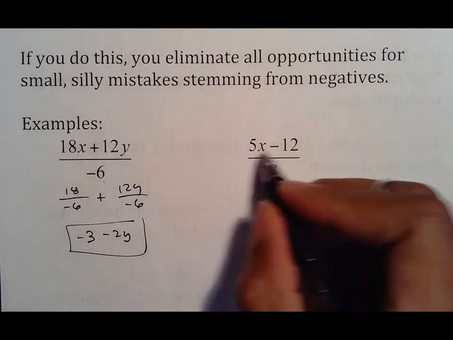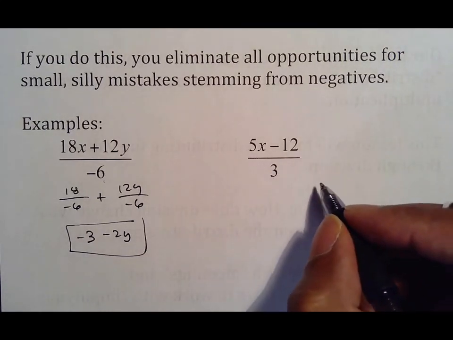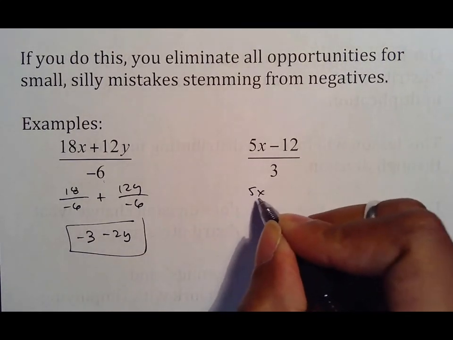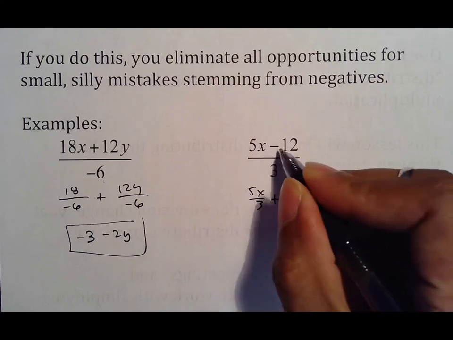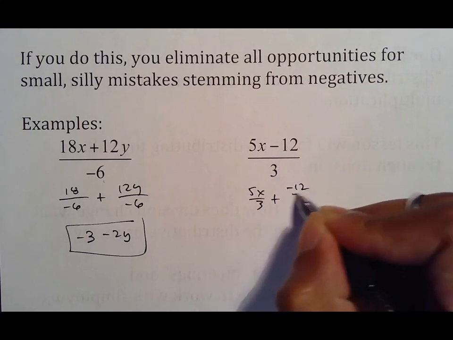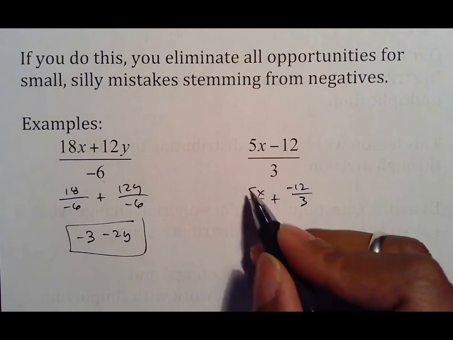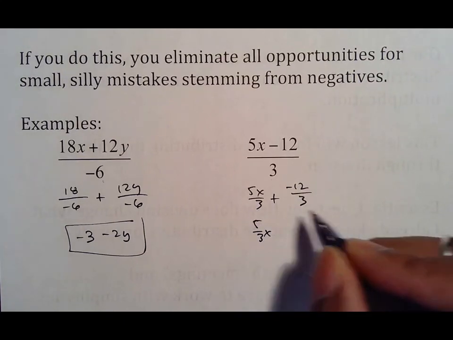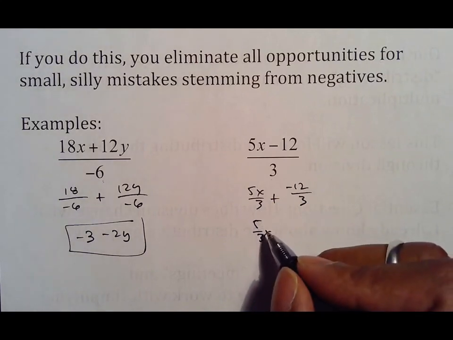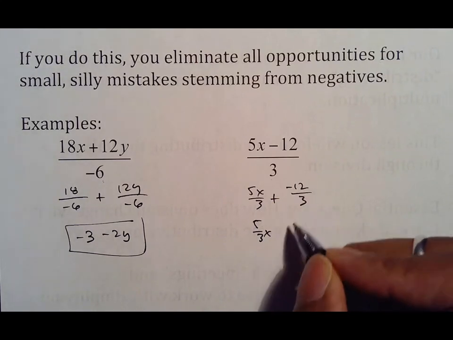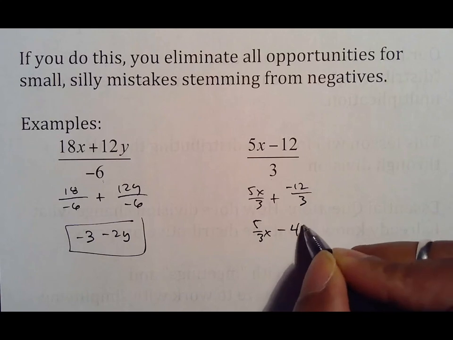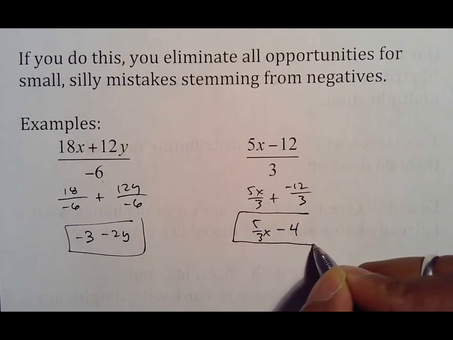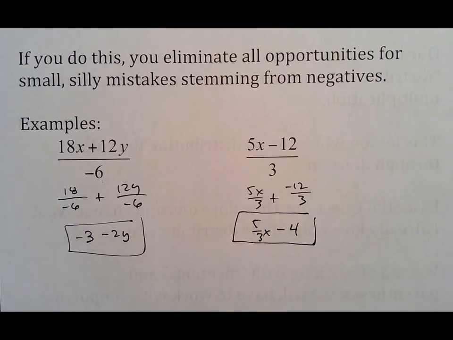The second question, 5x minus 12 over 3. Again, split it first, 5x over 3 plus, not minus, then put your negative 12 over 3. I can't do anything with 5/3, so I leave it as 5/3 x. Or you could put 5x over 3, but usually just put the x right by the line, and 12 divided by 3 is 4. Because there's one negative, it would be minus 4.